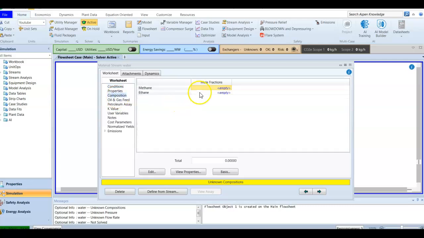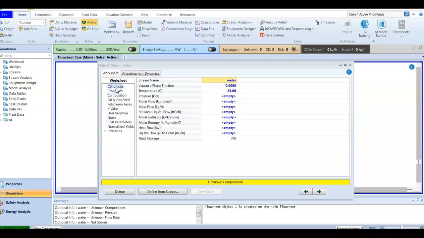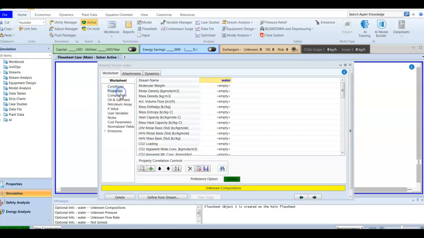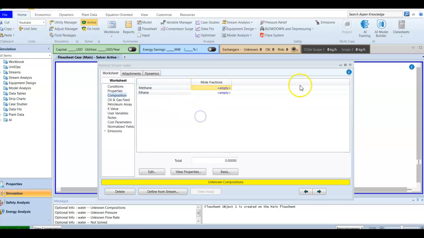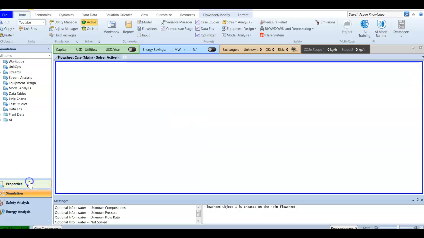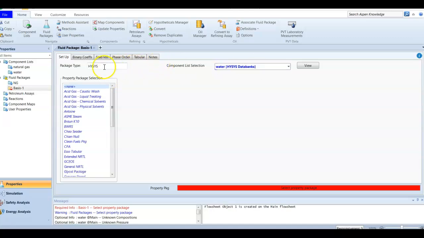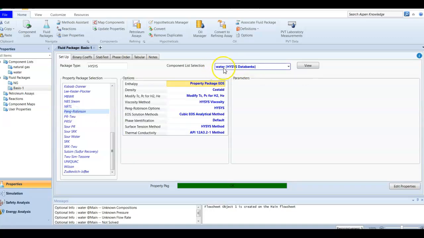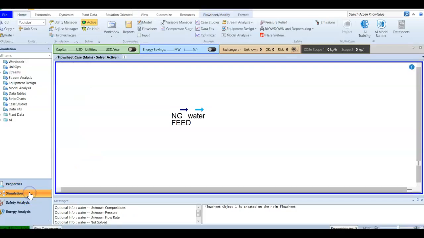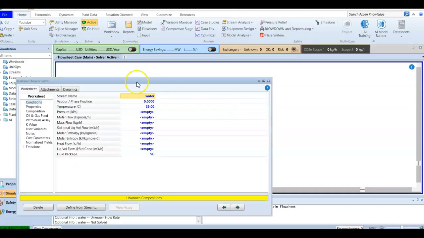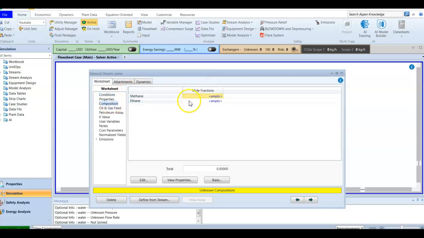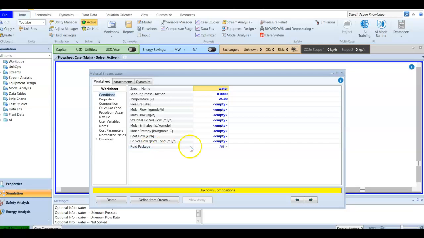And the composition, if I go to the composition, because I forgot, the water is not displayed here, so I need to close this one and go back to the properties, because we haven't created a fluid package for the water. So this one from Aspen will also be Peng-Robinson, but this one for the water component list. If we enter the simulation right now and go to the water, previously in the composition here we had the composition of methane and ethane, because we were choosing the fluid package natural gas. So this time I'm choosing Basis-1 for water. We can go back and rename it.